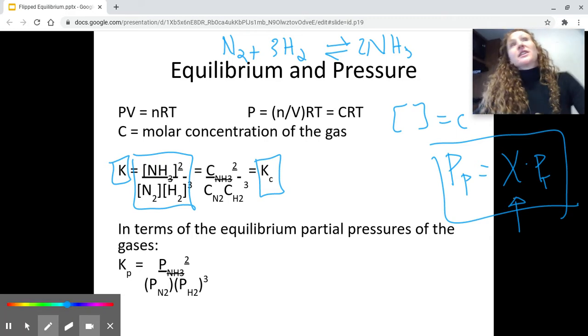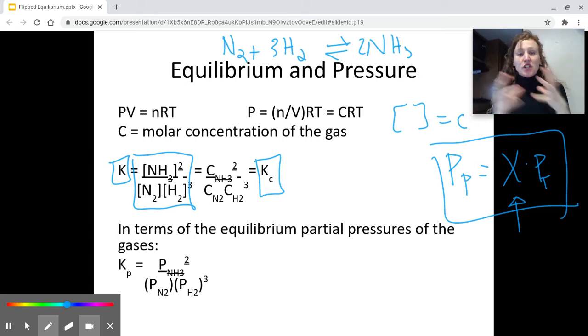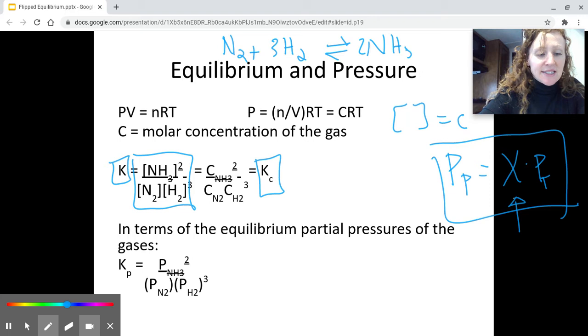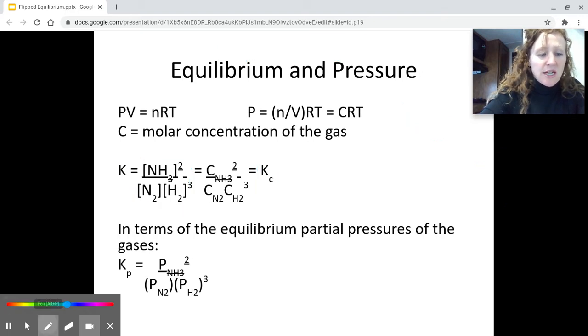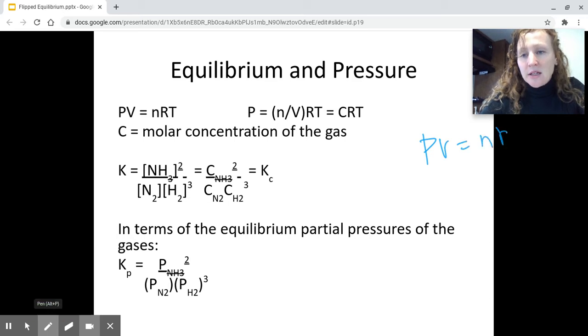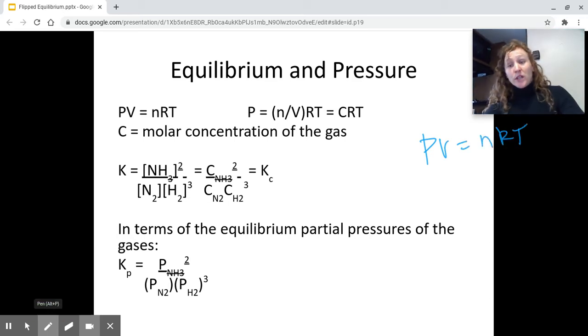So rather than having to calculate from partial pressure into concentration in order to deal with K, we can deal with K just in terms of partial pressure by themselves. Now, partial pressure and concentration are related, and you can see that worked out a little bit at the top of this page. But let me show you that relationship. So if we take the ideal gas law, PV equals nRT, right? And we want to rearrange this in terms of concentration.